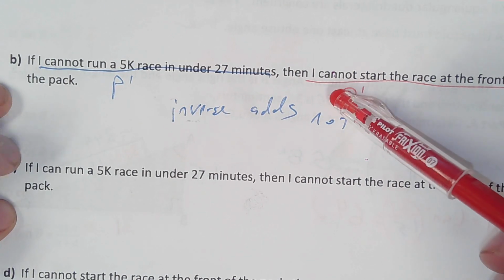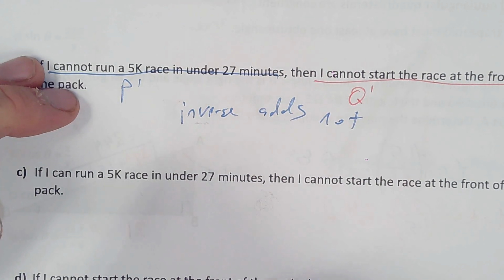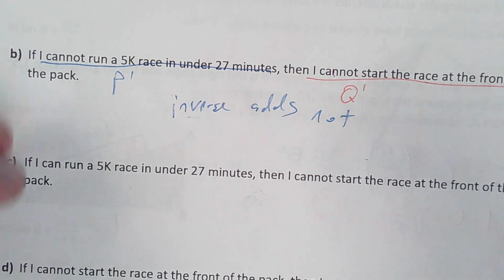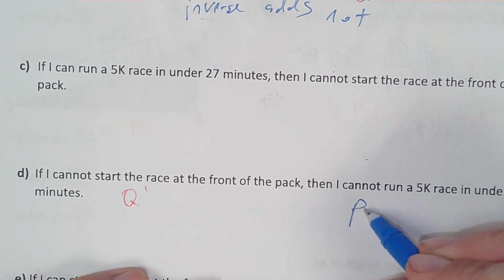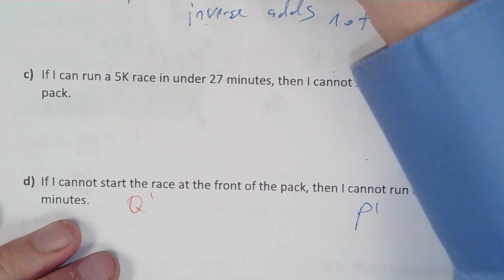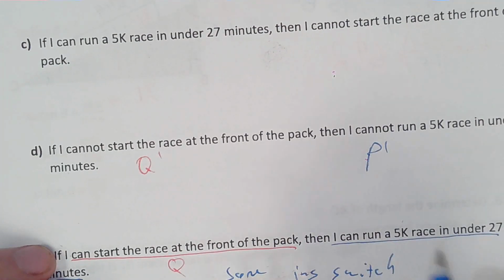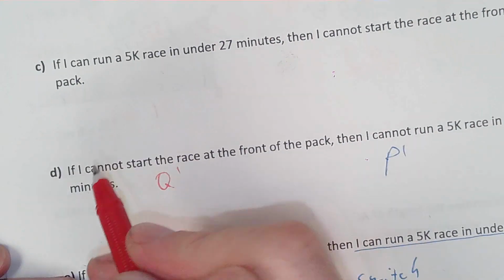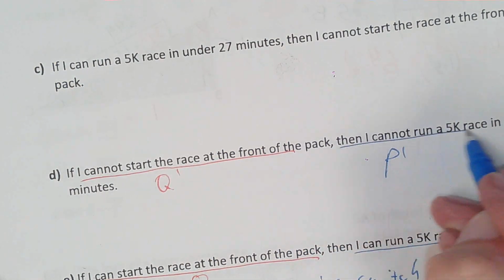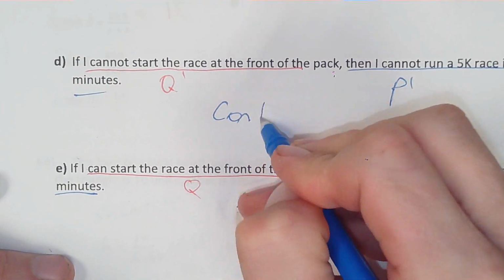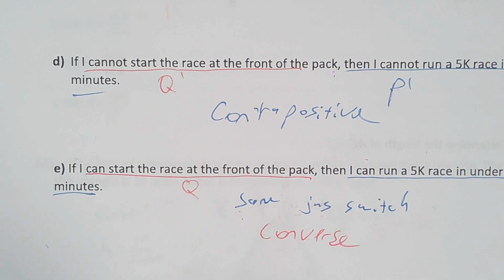Okay, so it's going to be the inverse. Okay, so that's the Q not, and then here's the P not. There we go. That's the P not. So we found the converse, found the inverse, and we found the contrapositive. This is the Q not, and this is the P not. This is the contrapositive. Okay, so here we go.